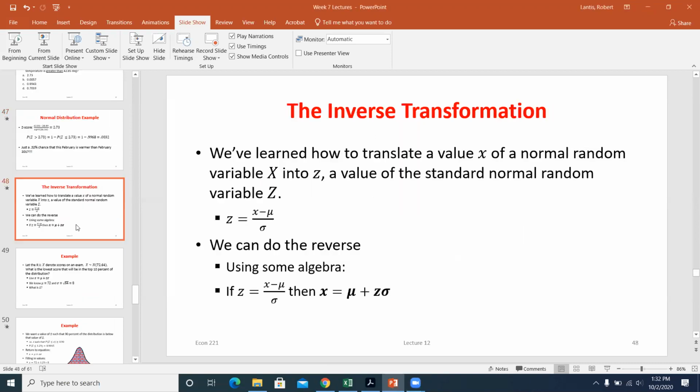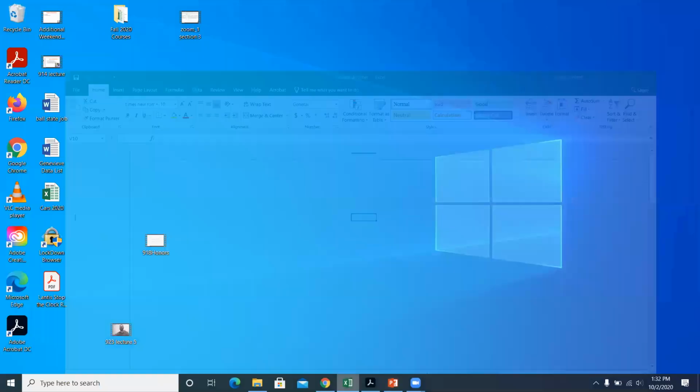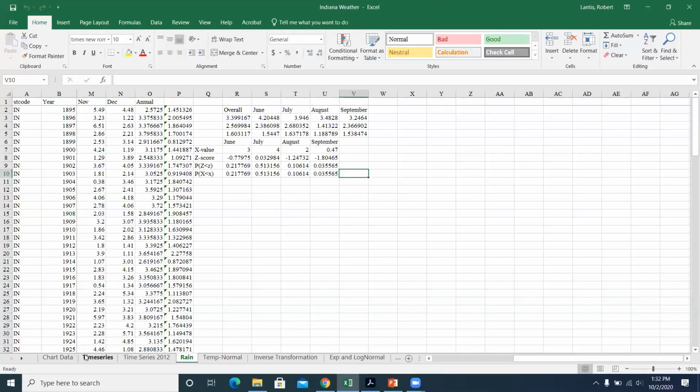I think what I'm going to do is hold off on the inverse transformation, and we're just going to jump to Excel for a little bit, okay? And kind of give you an idea about, yeah, we can do this process by hand. We can do some stuff in Excel that's quite a bit easier, at least I think.